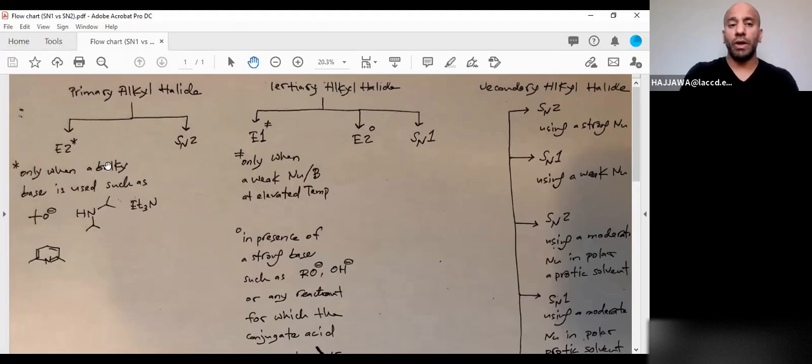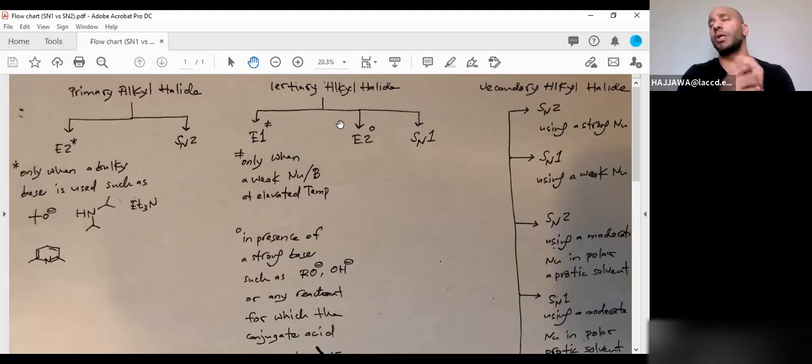Now, the E2, in order for the primary alkyl halide to have an E2, to give you an alkene, you have to use a bulky base: tert-butoxide, diisopropylamine, triethylamine, or the 2,6-dimethylpyridine. These are the examples of bases. When I see them with a primary alkyl halide, then the alkene will be the product. Other than that, substitution will happen. So SN2 is the only pathway for a primary alkyl halide.